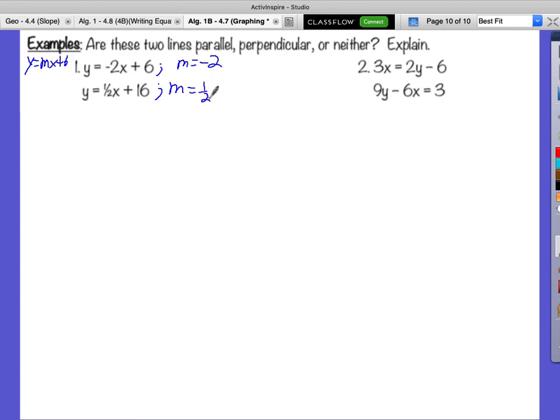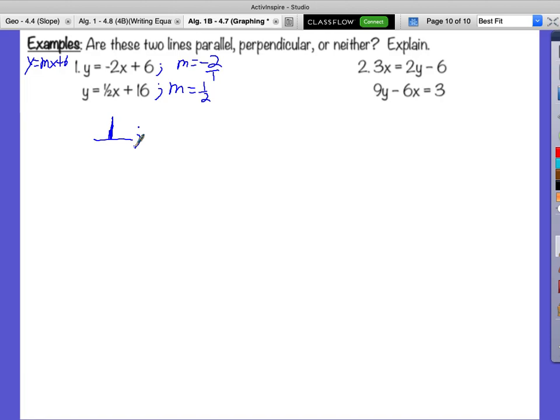Are these parallel? Are they the exact same? Are they opposite reciprocals? Brady's saying yes. This one's negative, this one's positive. 1/2 is secretly 2/1. So these are perpendicular. Now we can write out the word perpendicular, or we can do the symbol, or we're going to put per, okay?